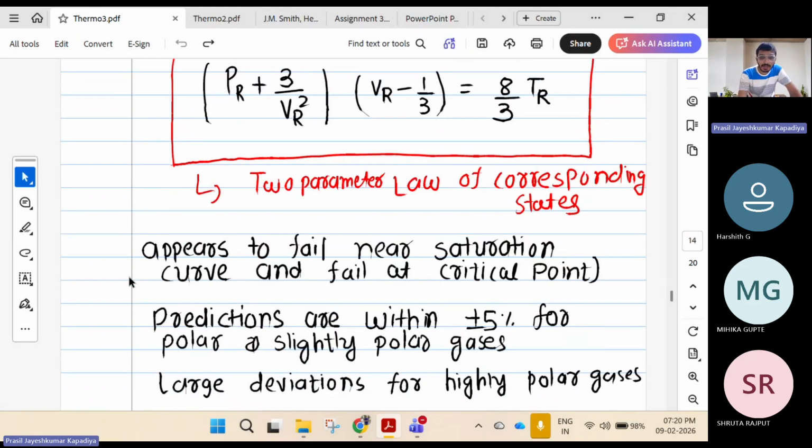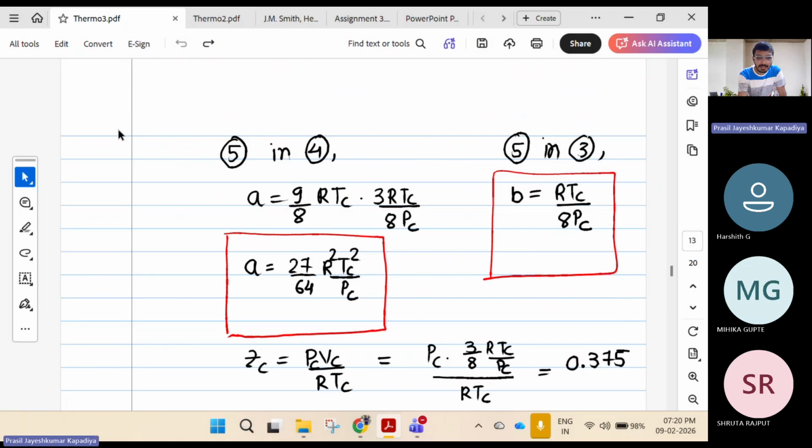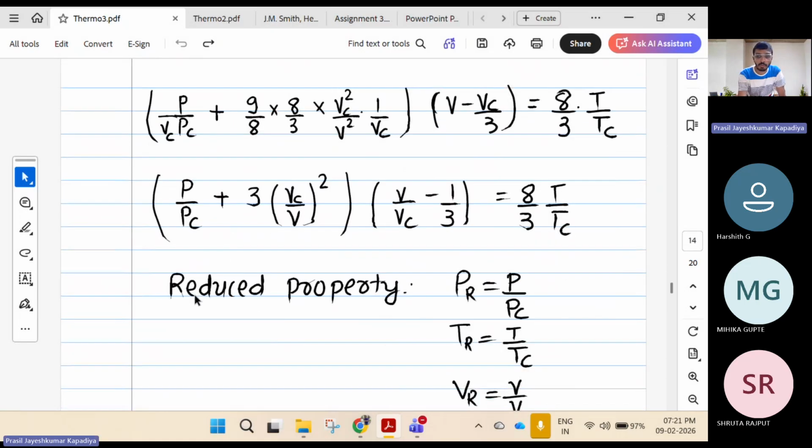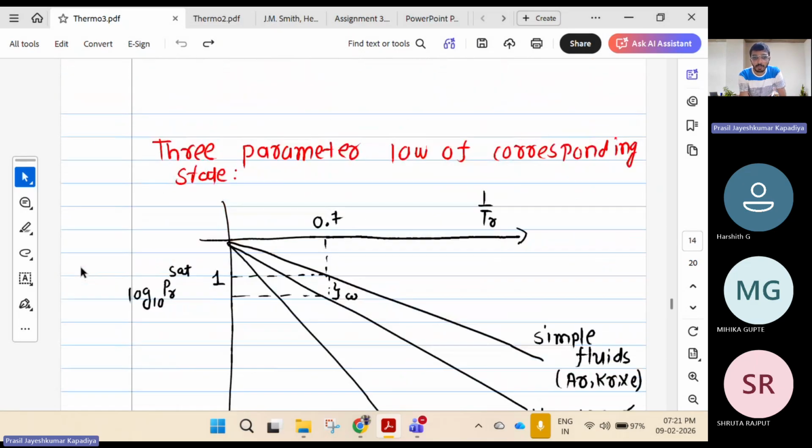But this appears to fail near the critical curve and it completely fails at critical points. More or less we can have plus minus 5% that is acceptable for slightly non-polar gases. Generally plus minus 10% is also fine, but that depends on your system application. For polar gases, the deviations are very high. Why should it be very high? Because this ABC value is intermolecular interaction, so for polar gases there will be more interactions. So how do we capture those interactions for polar compared to non-polar? Those are the real problems.